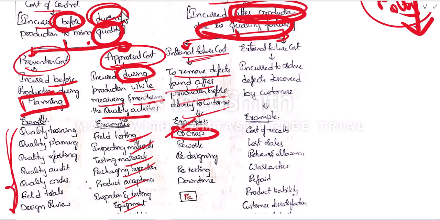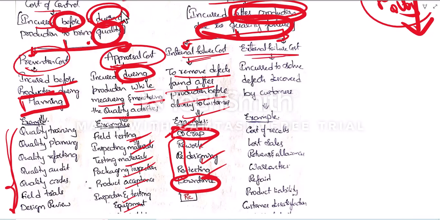And anything where we are doing the work again, not the first time, doing it again and again, rework, redesigning, retesting, anything will be the internal failure cost. Downtime will also be due to lack of proper internal controls, so we will incur that. So it is an internal failure cost.